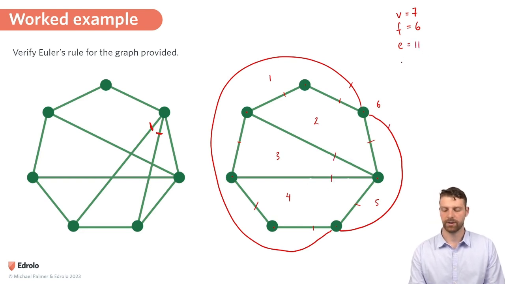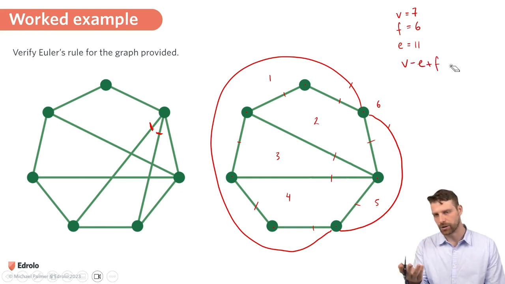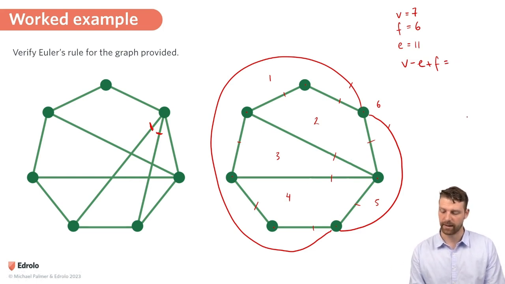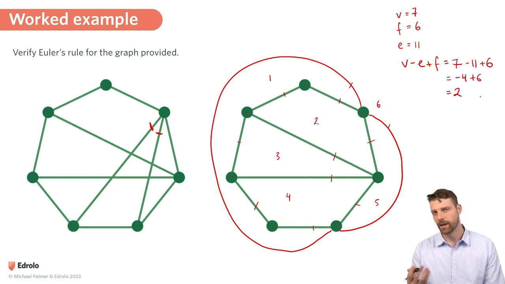And so now I'm going to substitute into the formula V minus E plus F. I'm not going to let it equal 2 yet. I'm just going to find out what this is and hope that I get to 2 when I plug all the numbers in. So let's do that. V minus E plus F. Well, V was 7, E is 11, so minus 11, and F is 6. So let's add 6. And I think 7 minus 11 is negative 4, plus 6 should be 2. So there we go. We've verified Euler's rule as required.